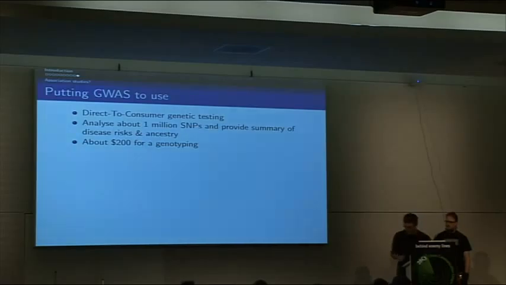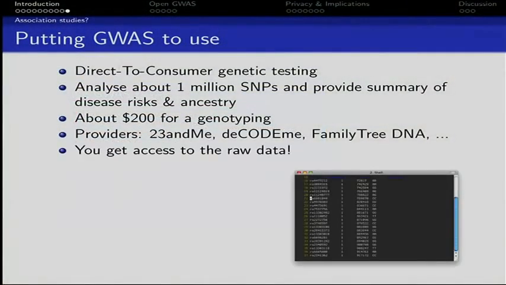And nowadays, GWAS can be used by the private customer, by direct-to-consumer genetic testing companies, like for example, 23andMe or DecodeMe. They analyze about 1 million SNPs and provide a summary of the disease risks together with ancestry, and it's just $200. It's not much, it's nothing. There's a couple of companies doing that, and the best thing is that they send you the raw data. They don't lock it up from you. Looks, for example, like that.